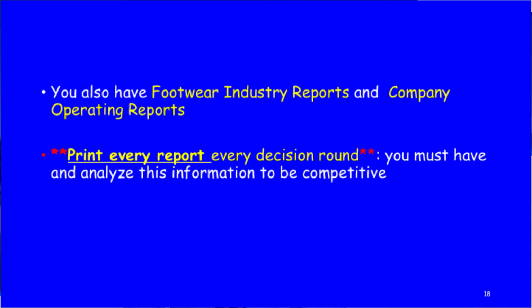Now, in the next slide, you'll see that we also have footwear industry reports and company operating reports. The footwear industry reports are kind of financial statements for each of the companies that are competing in your world. And the company operating reports are the unique reports that only you can see; nobody else can see what you're doing. My advice is always not to have it on a file someplace, but actually print out every report, so it'll be easy to tickle through the file and find your information. And make sure you get every one of the reports that's available.